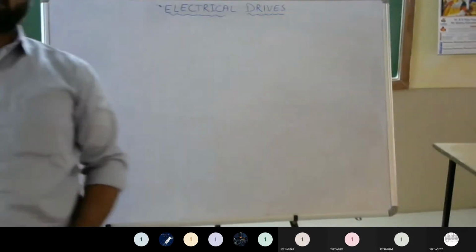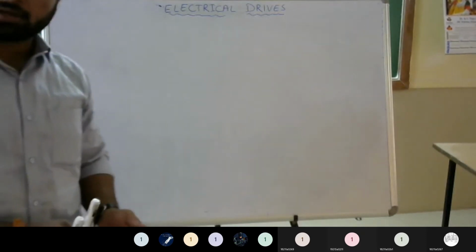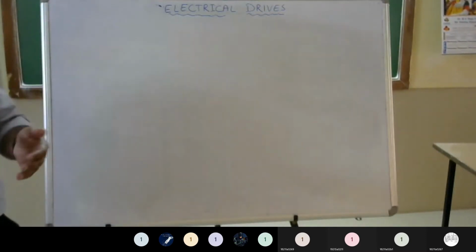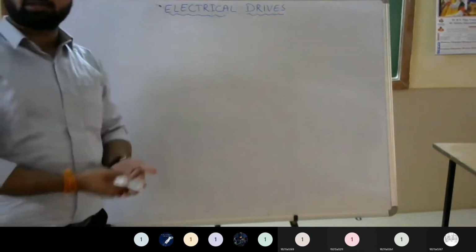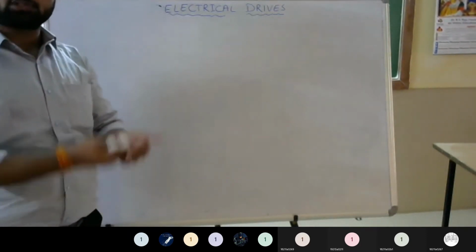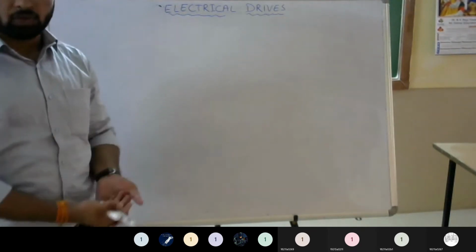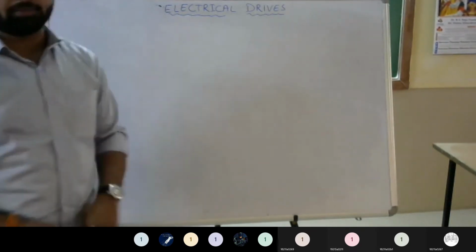After last class, what have we done? Electrical drives. What is the definition of electrical drives? Then, what are the components in an electrical drive? Applications, advantages, speed torque equations of DC motors, and speed torque characteristics of DC motors. Then, what are the types of load torques? All these things we will learn.